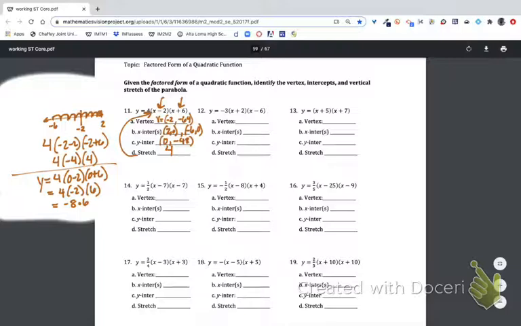Number 13, same process. So the X-intercepts first, we're going to plug in these values to try to get the inside of the parentheses equal to 0. When you do that, you would end up with (-5, 0) and (-7, 0).